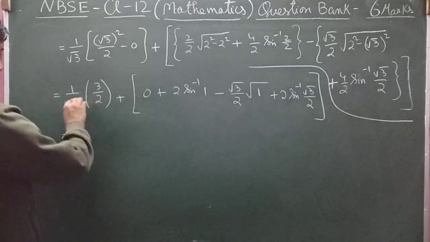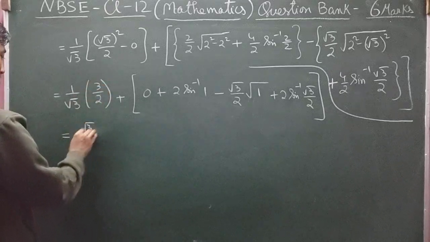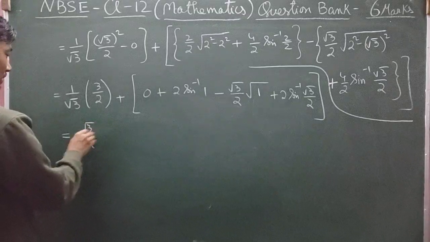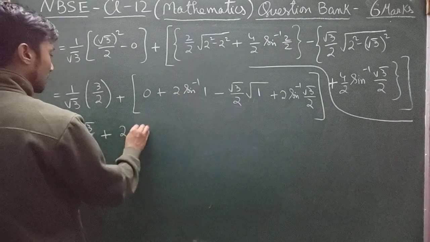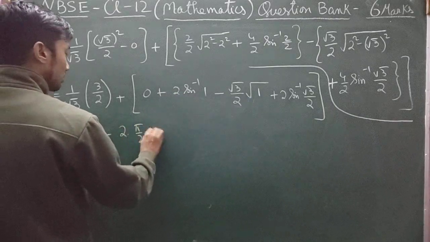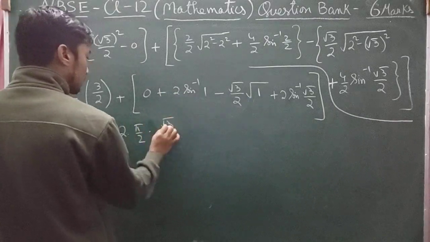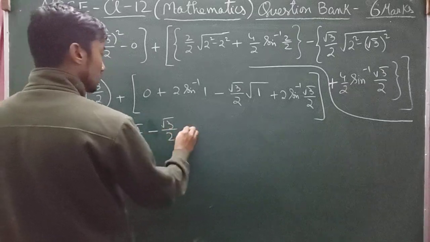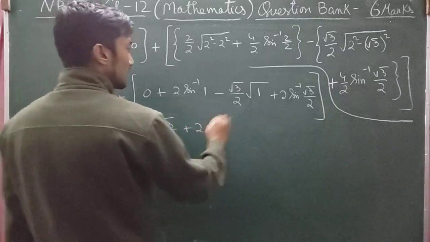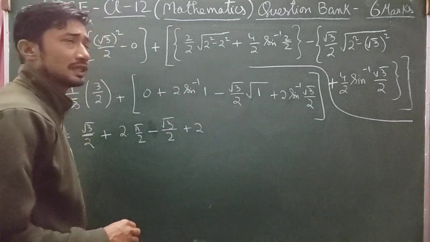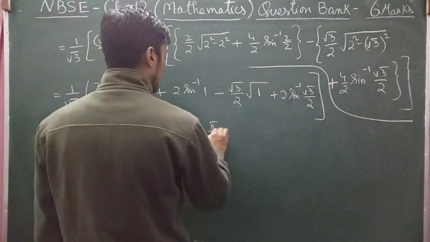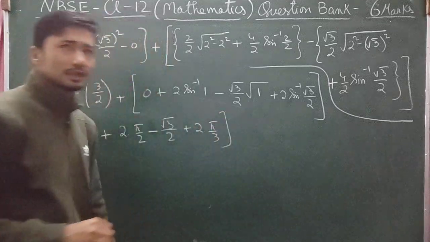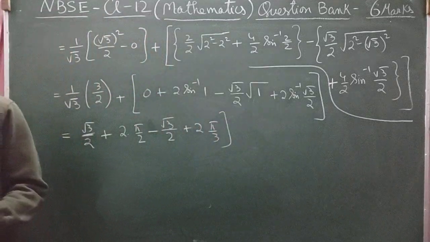So this, of course, 3 root 3, that can be simplified, plus 12, I guess you can do this, root 3 by 2 plus 2 sine inverse 1, that's pi by 2, plus, that's again, minus root 3 by 2 plus 2 sine inverse root 3 by 2, so that's sine 60, that's pi by 3, so that's pi by 3, isn't it? 360, yes, pi by 3.